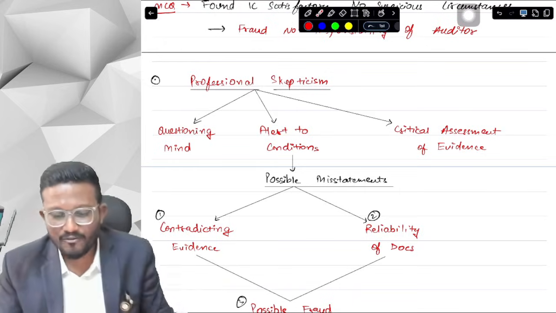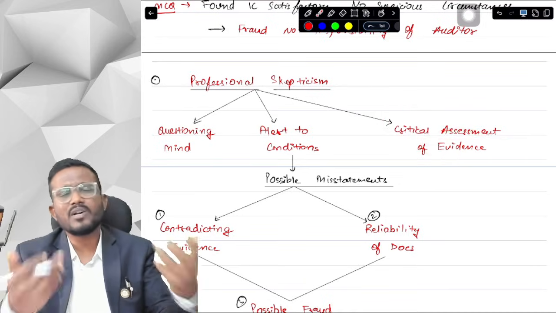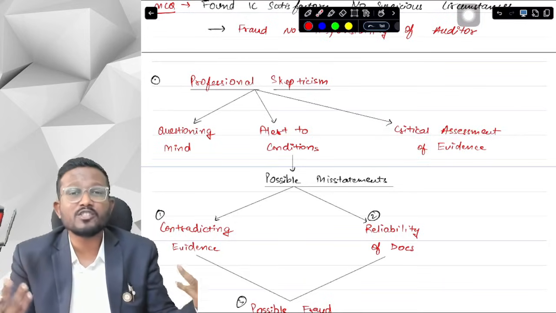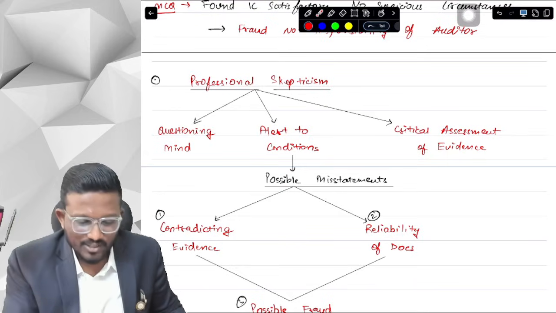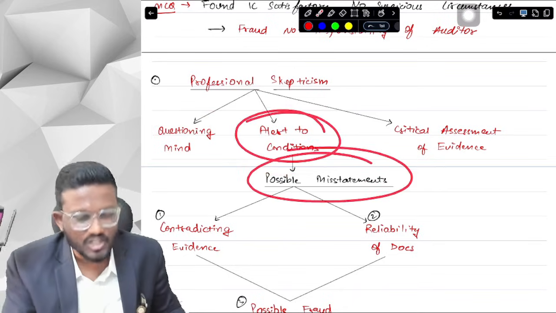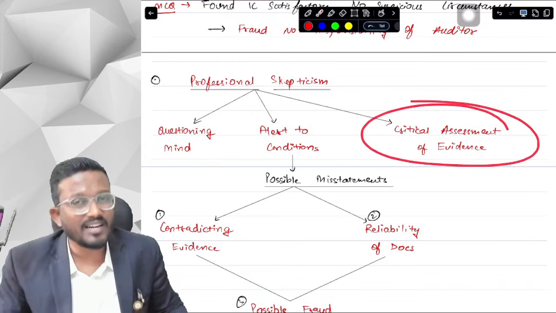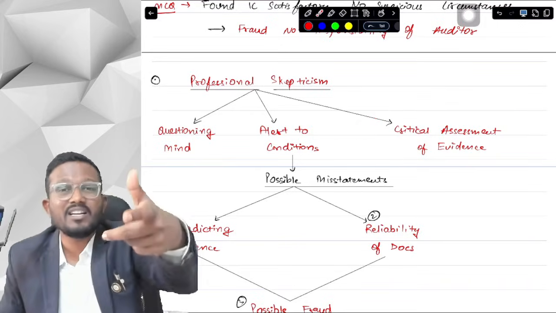And lastly, you have to do a critical assessment of all the evidence. You cannot just casually take the evidence and say, yes, I have taken the evidence. You have to critically examine the evidence as well. Is it true or not? Okay, yes, sir. So these are the three things. First of all, you have to maintain a questioning mind. You have to be alert to conditions which indicate possible misstatement, and you have to do critical assessment of audit evidence. Now, when you are alert, what conditions do we need to be alert to?